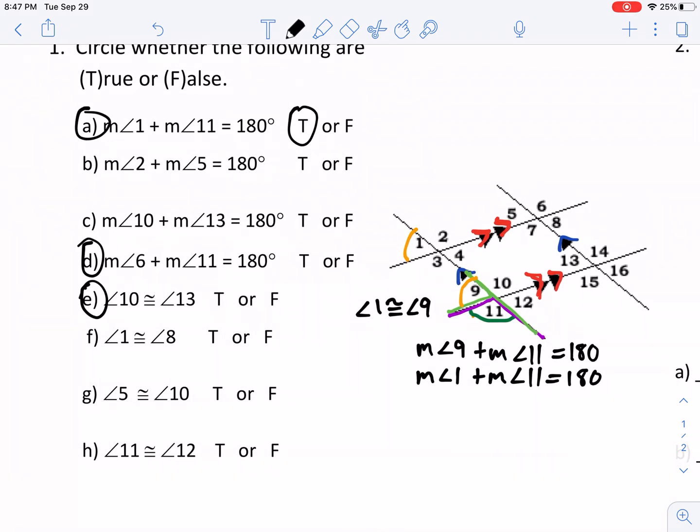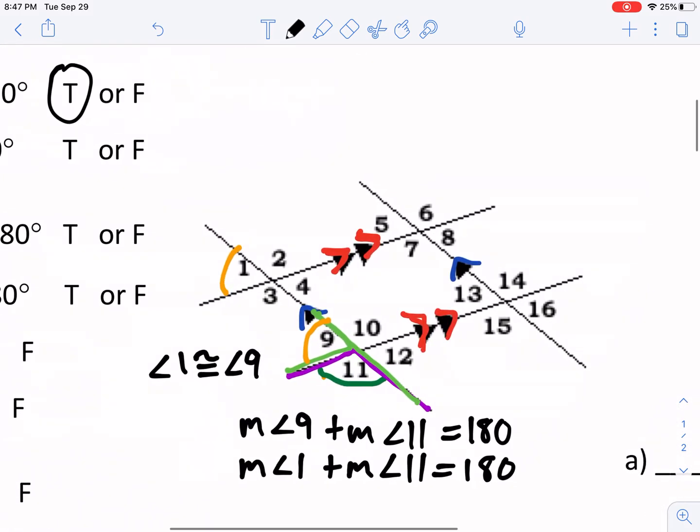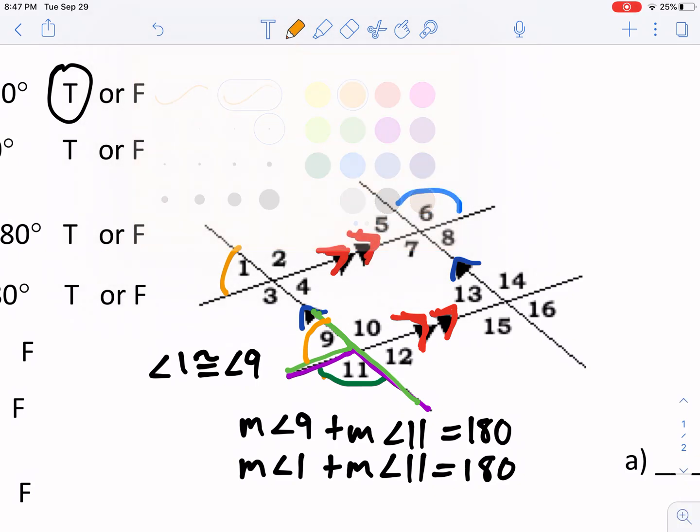So it's asking a similar question. It says, is the measure of angle 6 plus the measure of angle 11 equal to 180 degrees? We know where angle 11 is. Let's find angle 6. Well, angle 6 is up here. Now we want to decide if those guys add up to be 180 degrees. Let's take an exploration path here and see if we can figure this out. Using these same lines, these guys are parallel, so this would be a transversal. I'm going to use a similar argument to help us figure out what's going on here.